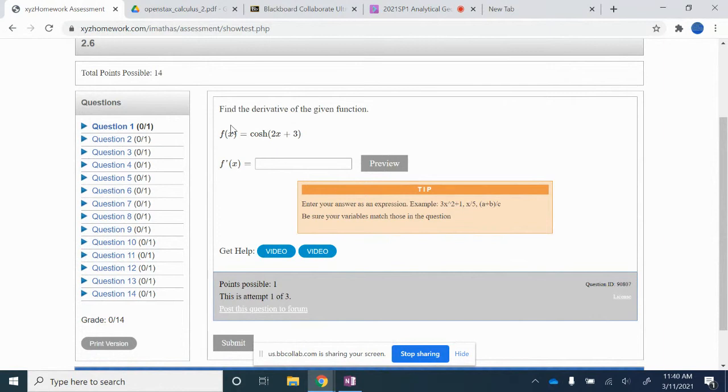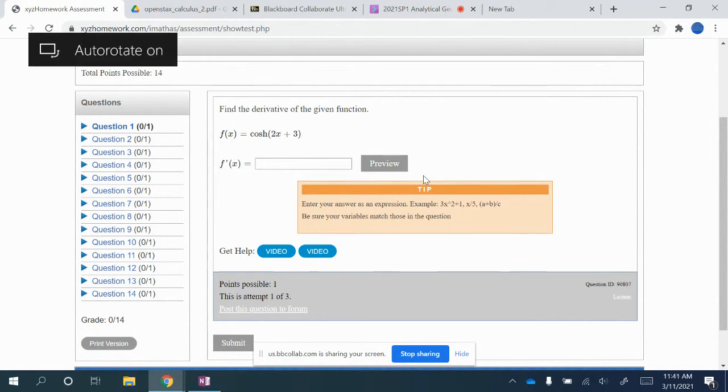Okay, so we're just going to take a look at some examples. If we take a look at this first problem, we're asked to find the derivative for the hyperbolic cosine of 2x plus 3. You just want to keep in mind that when you are working out these problems, especially for our derivatives, we must be mindful of the chain rule. The chain rule is that outside, inside derivative.